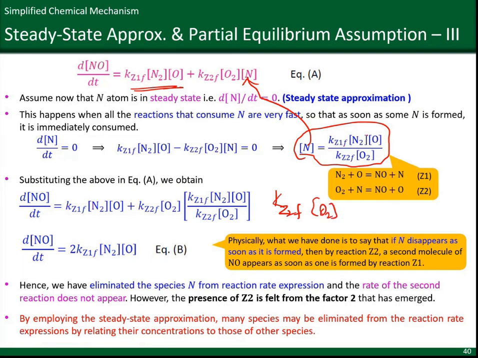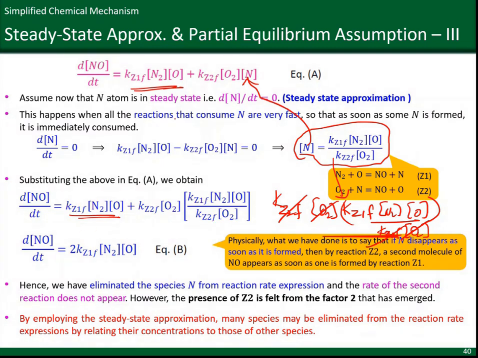Now what is N? N is this quantity. So let's write this quantity here. N is K Z1F times N2 times O divided by KZ2F times O2. Now, concentration of O2 gets cancelled, KZ2F gets cancelled. What you're left with is KZ1F times N2 times O, which is exactly what you have in the first part. So you essentially have KZ1F times N2 times O plus KZ1F times N2 times O.